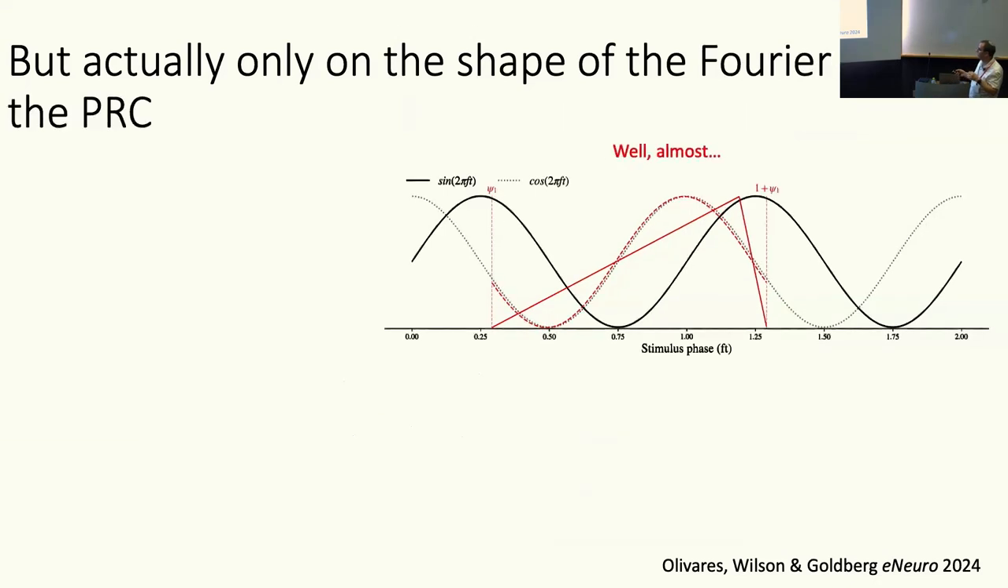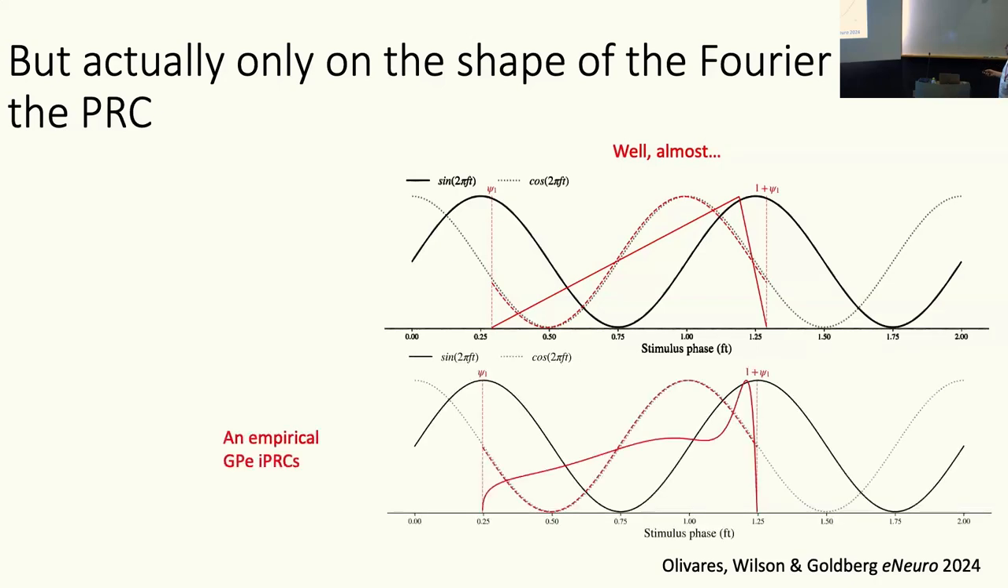It turns out that with real-life small perturbations, there's a little bit of a shift. It's not exactly correct, but it gives you the intuition. And this was a toy model. Here, I'm using one of the reconstructions from Charlie's data. I'm not showing you the data points, but this was the fit to the data. I should mention Eric Olivares was the first author. He did all the analysis and all this work.